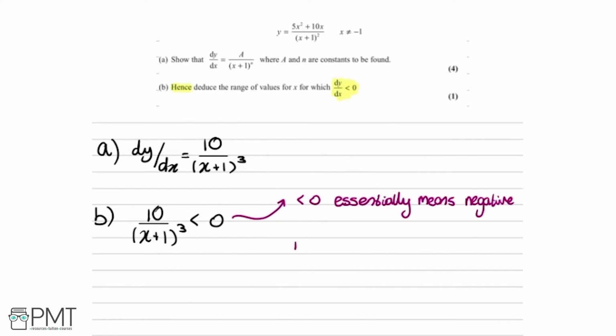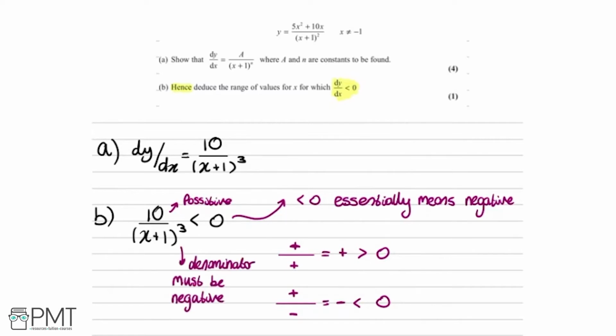Now we see it's in fractional form, so we're just going to try a few things. In fractional form, if you've got a positive over a positive, well, that equals a positive. So that is greater than 0. If you've got a positive and it's over a negative, that equals a negative, and that's less than 0. So you can see up here that this number is positive in the numerator, therefore the denominator needs to be negative for this condition to ever be true.